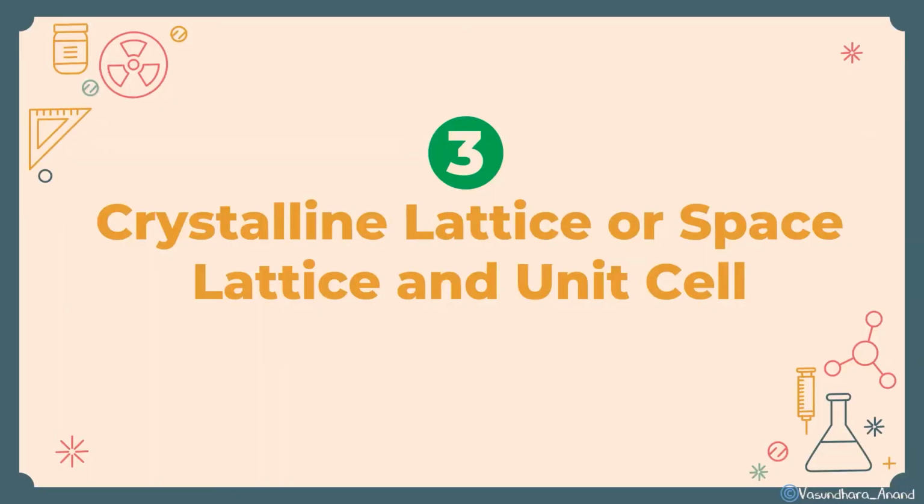Today we are going to start with the crystalline lattice or space lattice and unit cell. Yesterday we discussed the crystalline solid and the amorphous solid. Now we are clear with this. So what are the crystalline solids and what are the amorphous solids? In this chapter we are going to study the crystalline solid, all their properties. So here it is said: crystalline lattice or space lattice and unit cell.